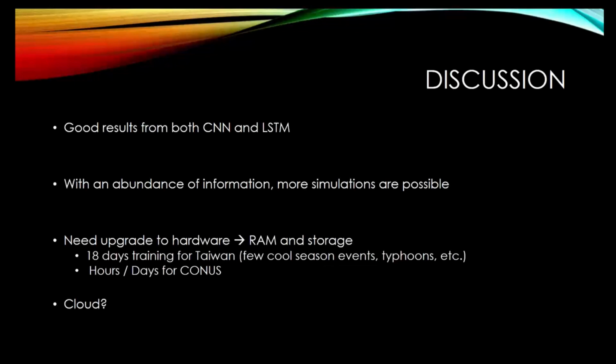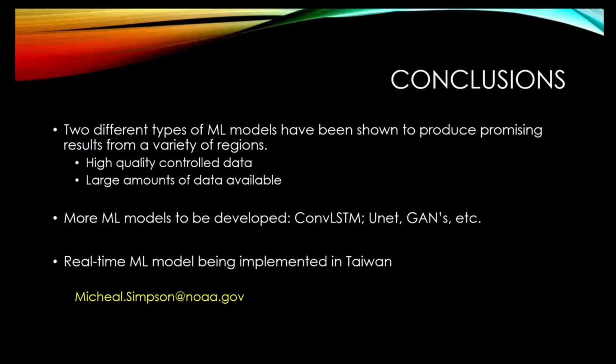And so, for example, as was mentioned in the previous slides, there was only 18 days for training for Taiwan, which resulted in few cool season events and then very few typhoons, which tend to hit the area relatively frequently. So for a machine learning model potentially implemented in real time, this might potentially pose a few problems. And so there are only hours and days for the training for CONUS, but with the amount of data available, this needs to be increased for the vast, complex geography of the United States. And so one potential solution might be that of the cloud.